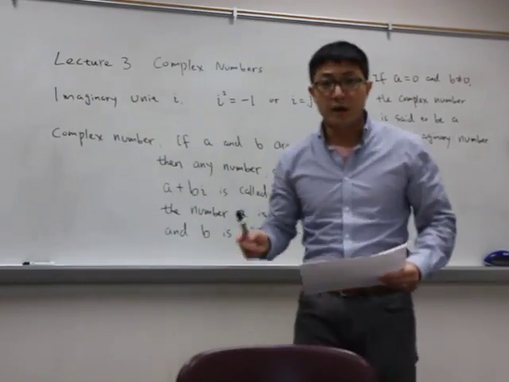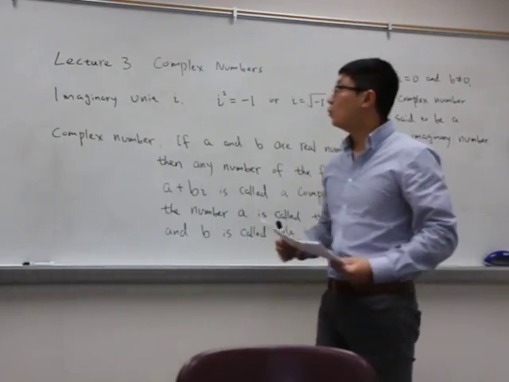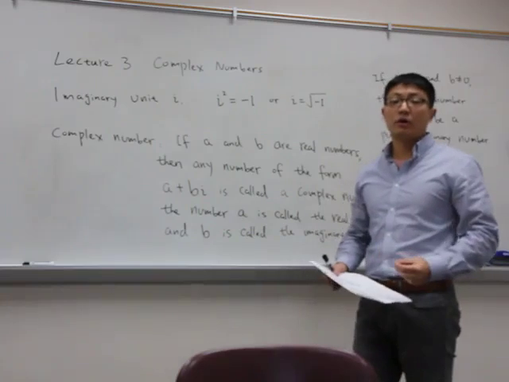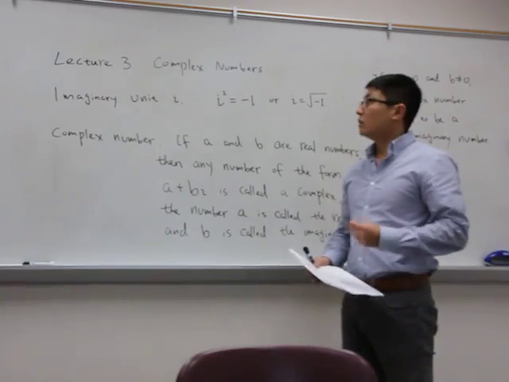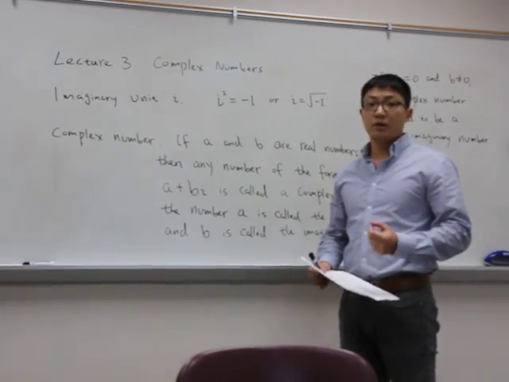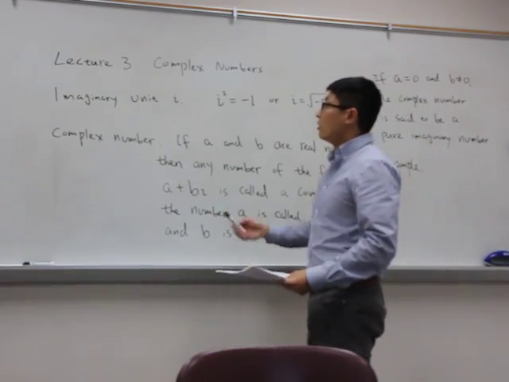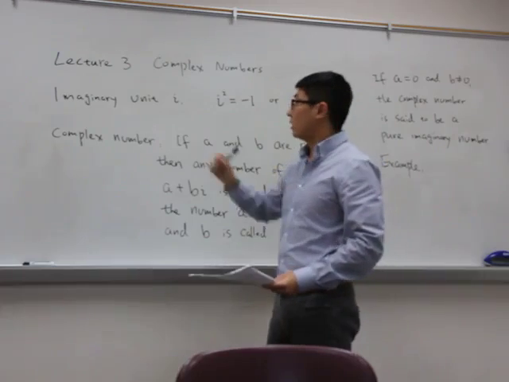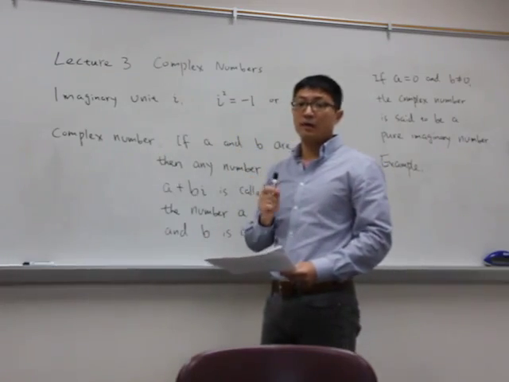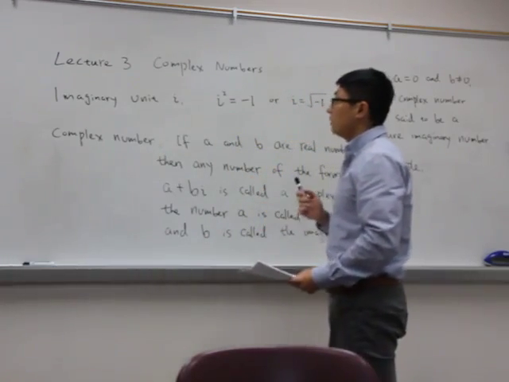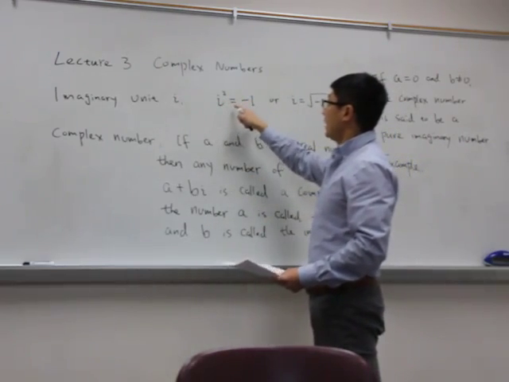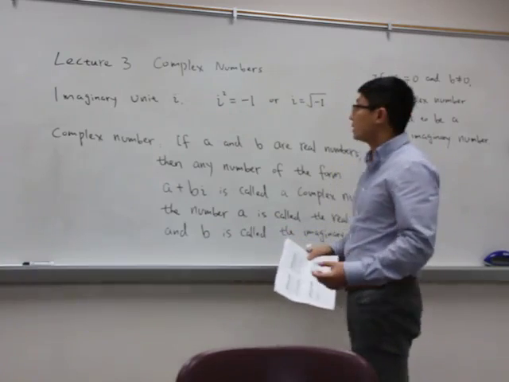Hi everyone. In this video, I'm going to show you what is a complex number. Now, to study complex numbers, first we need to know the definition of the imaginary unit. For the imaginary unit, we usually use the letter i to represent it. And the property of the imaginary unit is that the square of i is equal to -1.